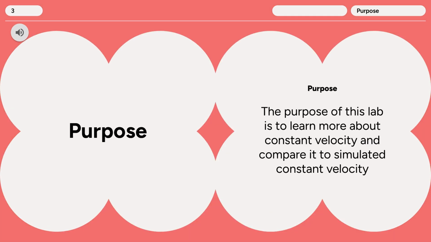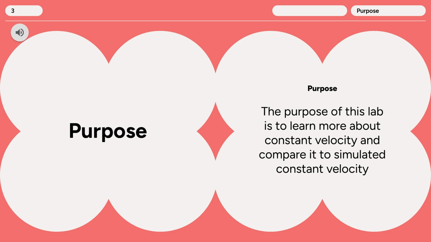Why are we doing this lab? The purpose of this lab is to learn more about constant velocity and compare it to simulated constant velocity. We are going to find out if simulated constant velocity is accurate, and how it compares to real-life constant velocity.